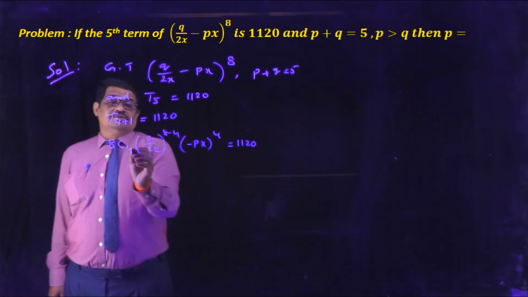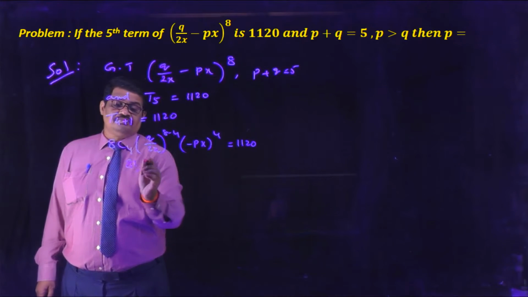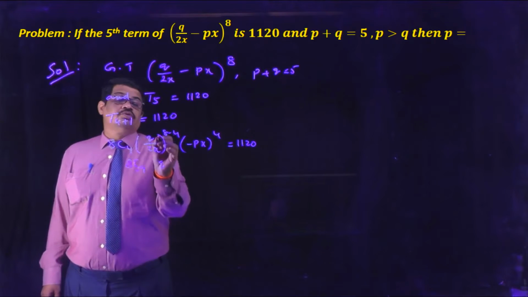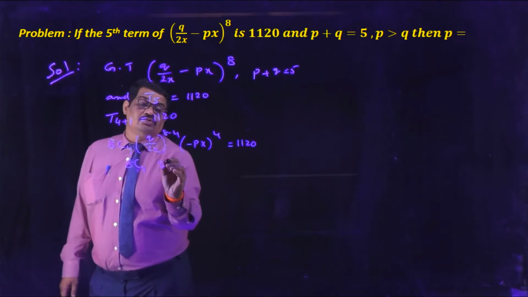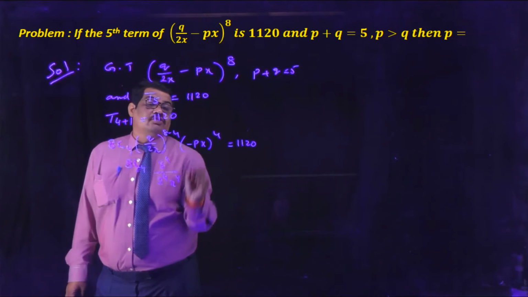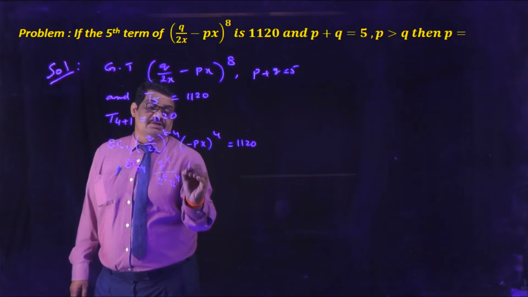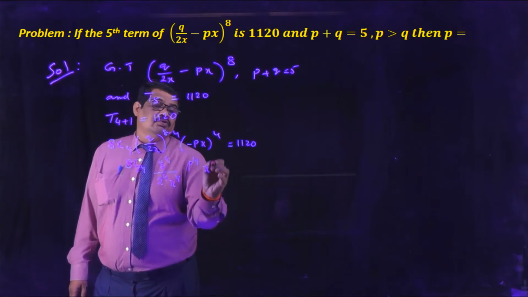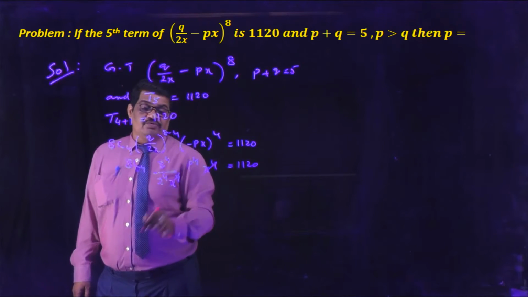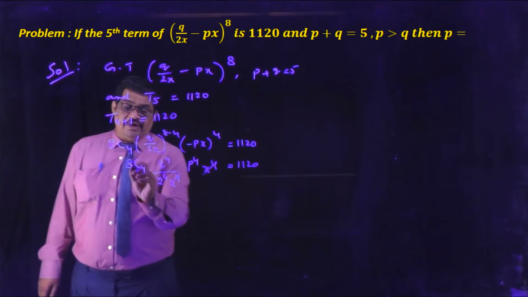Here this is 8C4 into q to the power of 8 minus 4, that is q to the power of 4, by 2 to the power of 4 into x to the power of 4. Here (-1) to the power of 4, that is an even power, so we are getting plus. Here p to the power of 4 into x to the power of 4, that is 1120. Here x to the power of 4 is cancelled. Okay, so next we are writing 8C4.